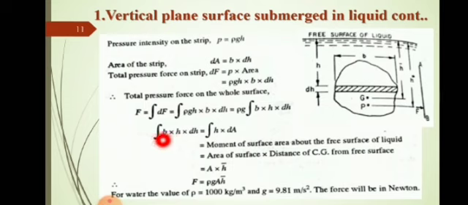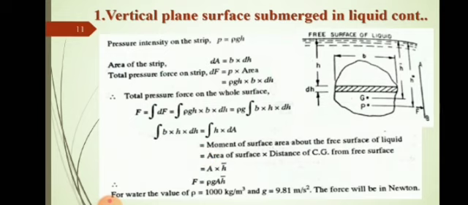How do you get it? b into dh is equal to dA. We have already written it. dA is equal to b dh. So this is equal to integral h dA. Now what is this integral h dA? It is the moment of the surface area about the free liquid surface. Surface area is dA. Its moment about the free liquid surface. Free liquid surface is at a height h from dA. So h dA is the moment of the strip, area of the strip about the free liquid surface, and integral h dA is the moment of the total surface area about the free surface of liquid.